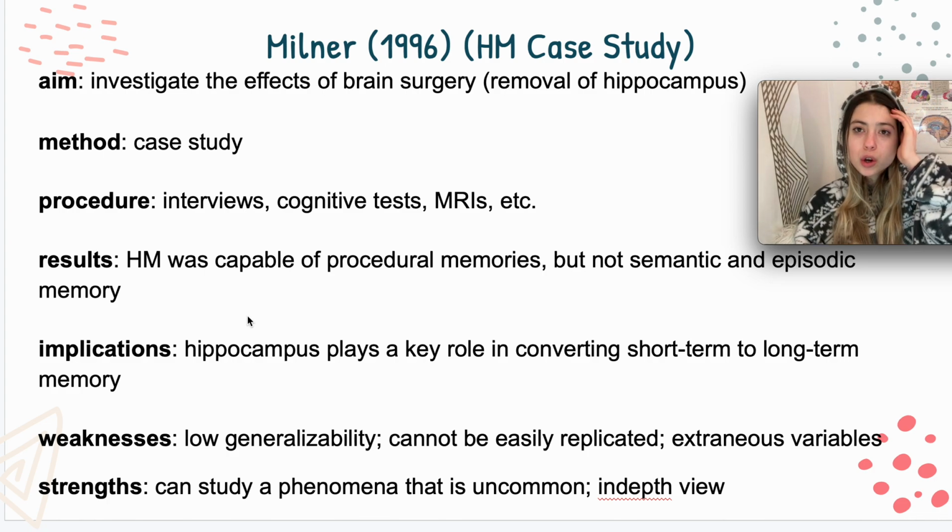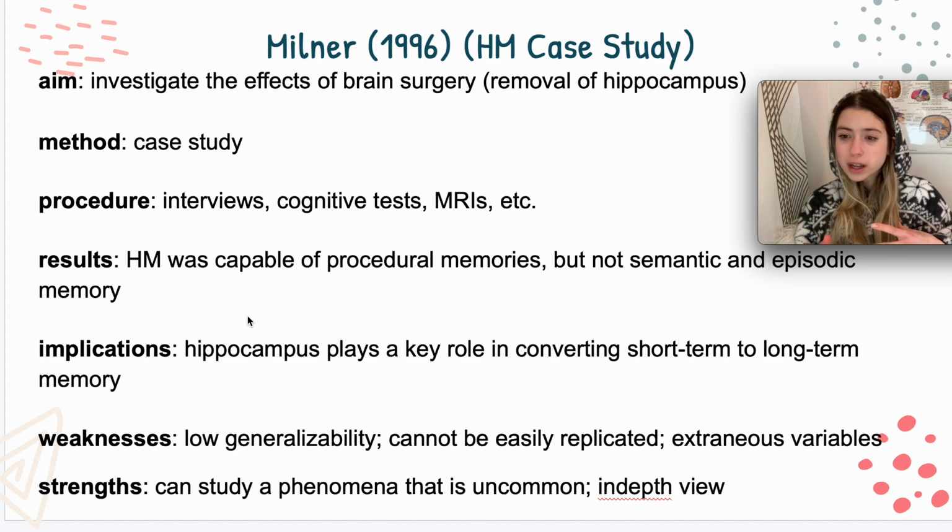He could remember very old stuff, but he couldn't remember any sort of episodes in his life. Even if he met someone new, he couldn't remember it for very long, and he couldn't remember facts. If someone told him after he got his hippocampus removed, hey, 20 plus 20 equals 40, and he didn't know that before, he wouldn't remember that, because it's a fact that he never knew before getting his hippocampus removed.